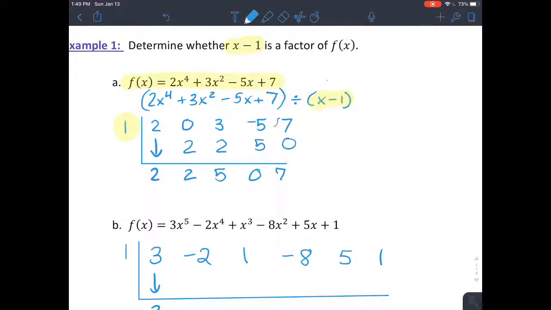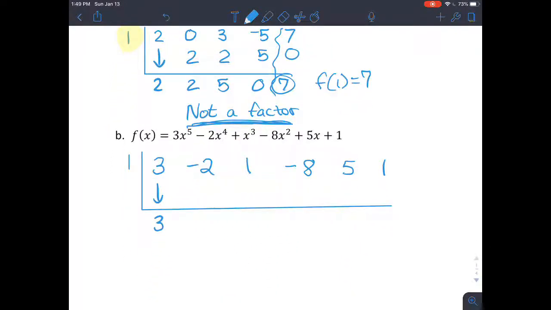It does not. We got a remainder of 7, sorry, when we divided. So f of 1 gets us 7, not 0, which means that x minus 1 is not a factor of that original polynomial.